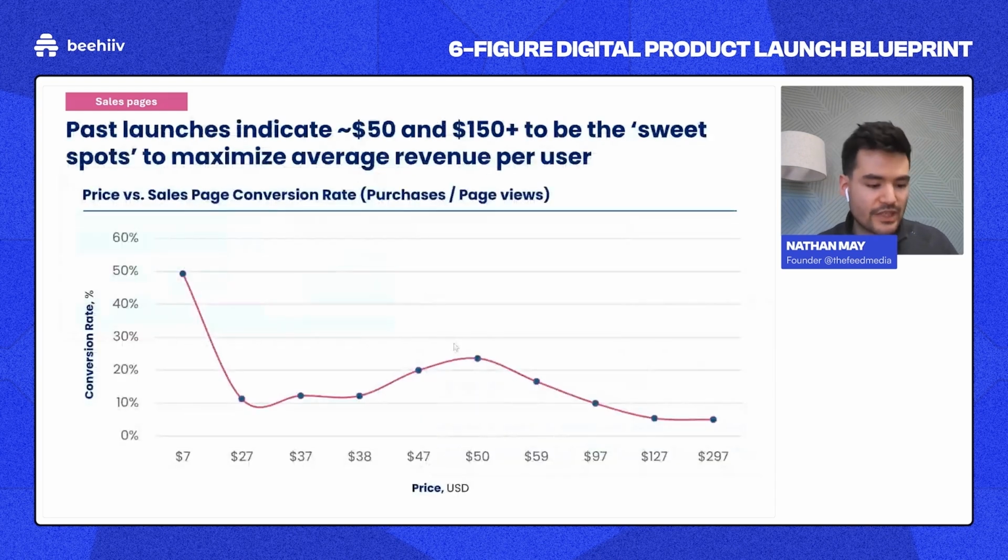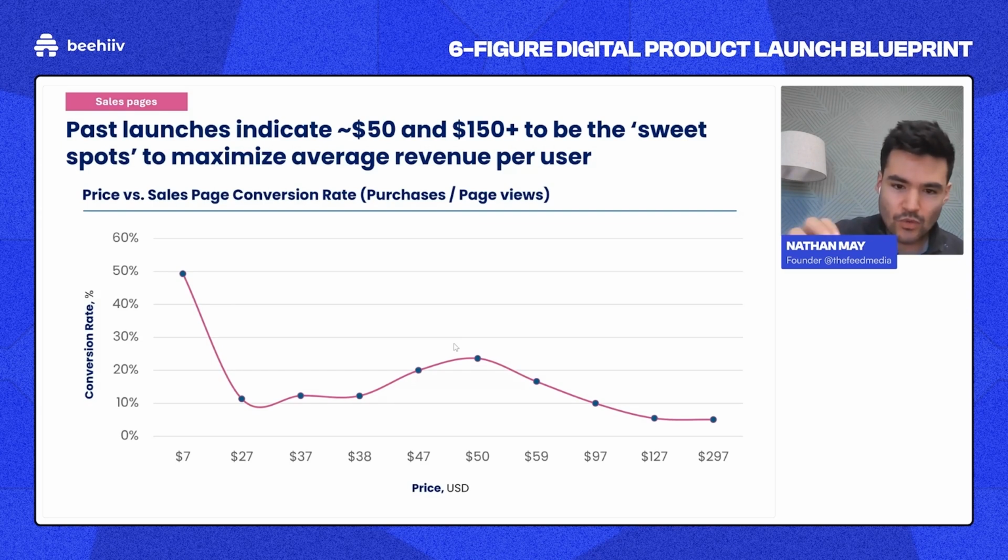One other quick thing that I think is pretty interesting: how do you price your product? This is a combination of data from our launch and from friends who've done other launches. So we were trying to think about pricing here. What you're looking at is conversion rate on the sales page. So 100 people see the sales page. What percent of those people then go and buy at different price points for digital products?